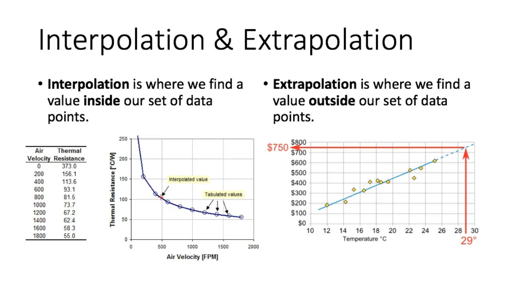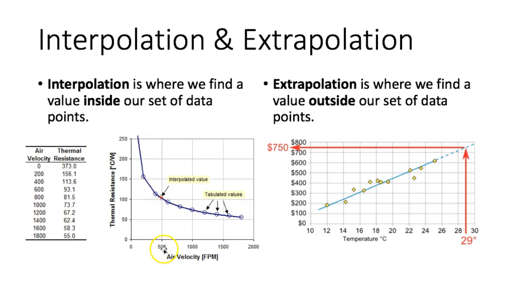When we make a graph, we can interpolate and we can extrapolate data. Interpolation is where we find a value inside of our data set. So if we look at this graph here, we see where the points are plotted. Those are the circles, and they're calling them the tabulated values. Those are the actual measurements that we took.